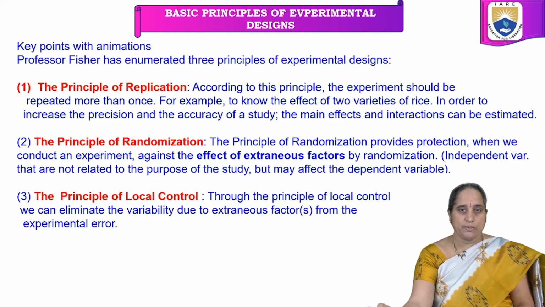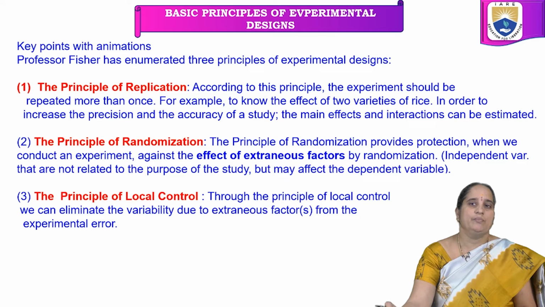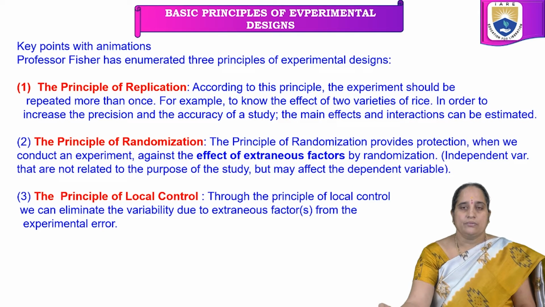The next one is the principle of randomization. In this case, we can have protection against the effect of extraneous factors by randomization. Extraneous factors are independent variables that are not included in the purpose of the study, but still they may affect the dependent variable. Here, what is the dependent variable? The productivity is the dependent variable. It depends on the soil fertility. That is known as randomization.